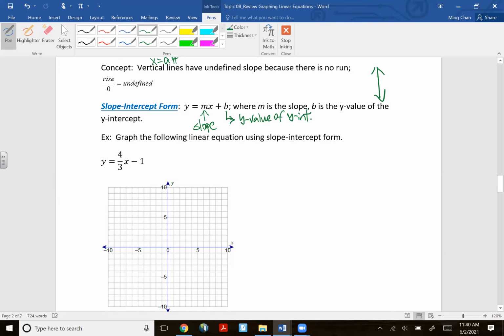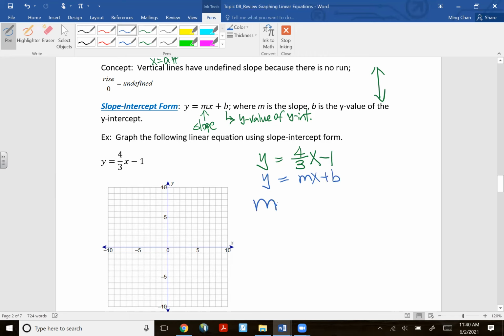So basically what we're going to do is write our equation in this form so we can get our first point, which is a y-intercept, and use that point and the slope to reach the next point on the line. So here, my example, y equals 4/3x minus 1, right? If we match it up with the formula, y equals mx plus b.